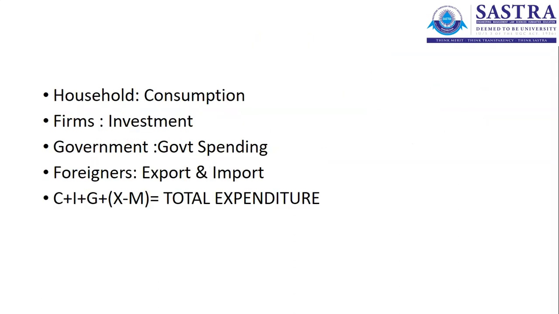In that, for the household we are calculating the consumption expenditure, for the firms the investment expenditure, for the government the government spending or government expenditure, and for the foreigners we are calculating the export minus import, that is, the difference. Together we calculate consumption expenditure, investment expenditure, government expenditure plus export minus import, for arriving at the total expenditure in the particular country during the given period of time.